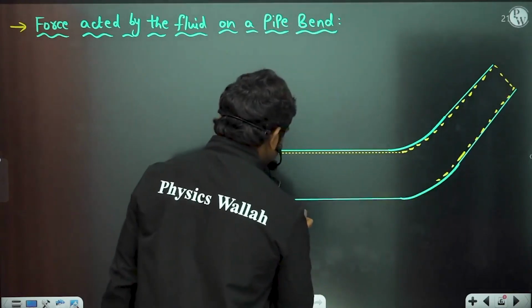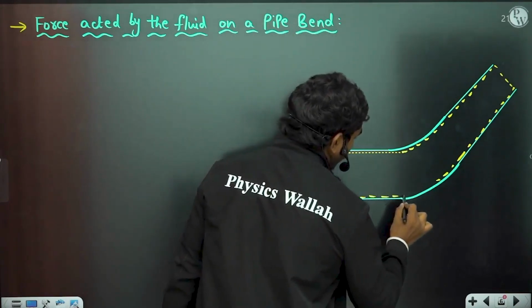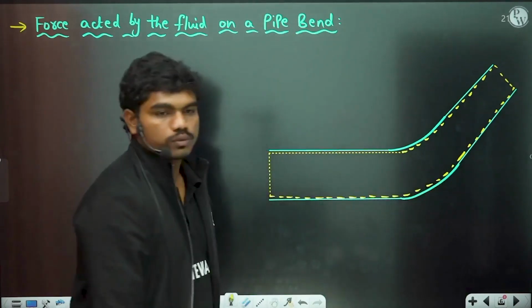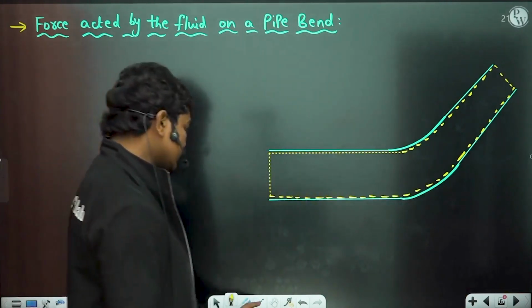Let us suppose this is the case. So this is the control volume. Clear? So this is the control volume that you have. Now try to understand this.